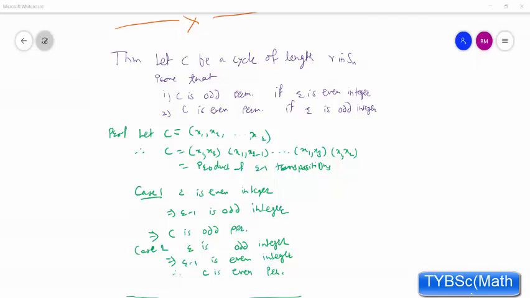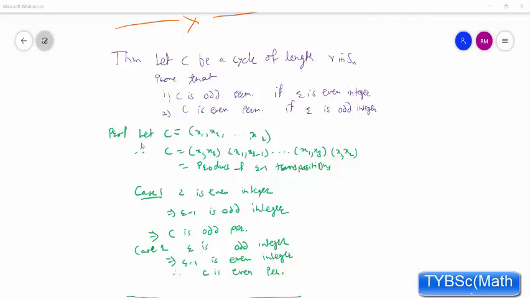Theorem. Let C be a cycle of length R in the symmetric group Sn. Prove that C is an odd permutation if R is an even integer. And second, similarly we can state, C is an even permutation if R is an odd integer.